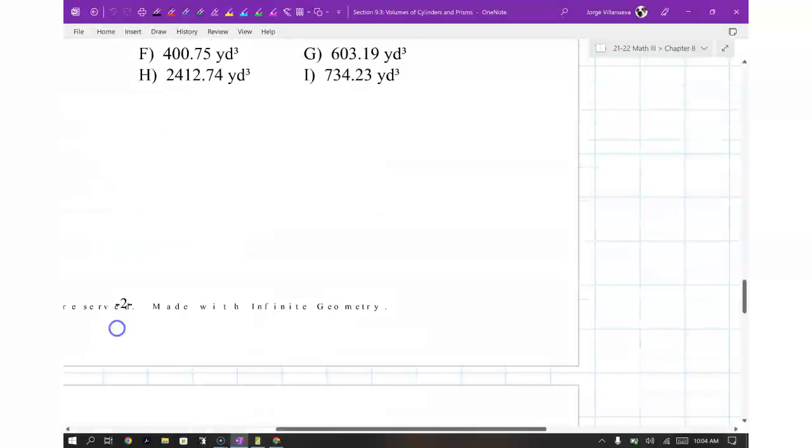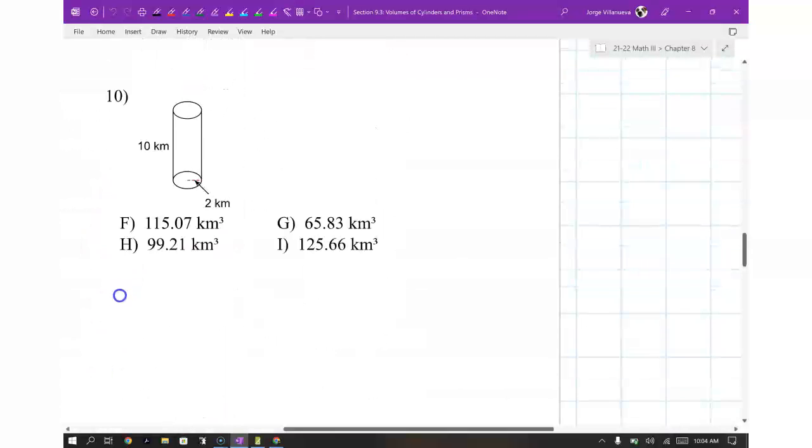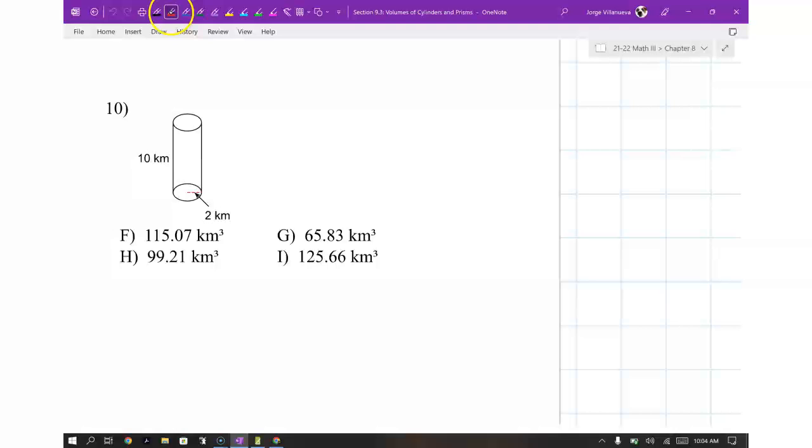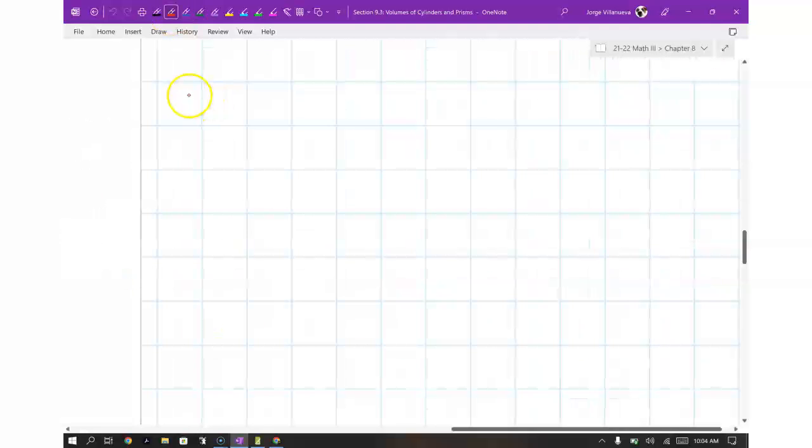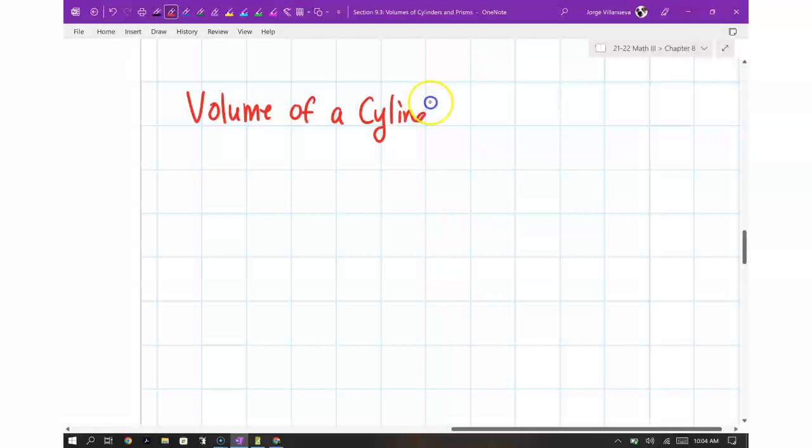So, let me put this here. Let's go over the formula for a cylinder. Okay, so volume of a cylinder.